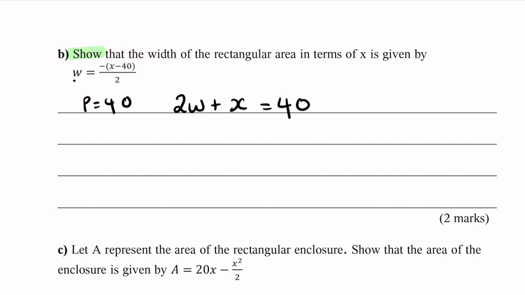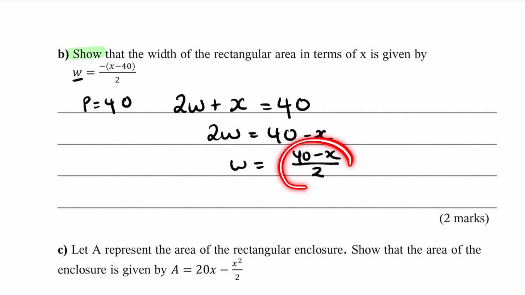And now I'm going to rearrange to get W by itself. So the first thing I'm going to do is I'm going to take the X to the other side, and then I'm going to divide by 2. Now, the one thing about this is it looks very similar, but is not exactly the same as this. If you'll notice, the negative has been factorized out.